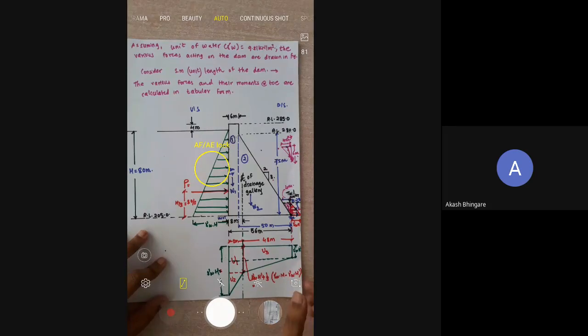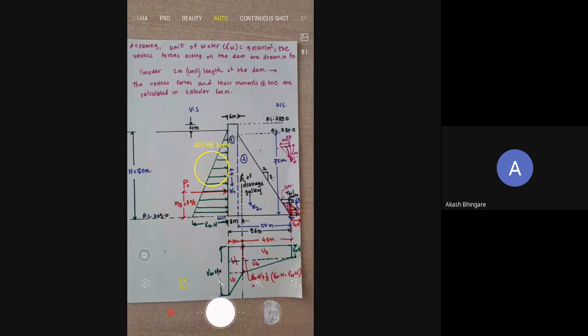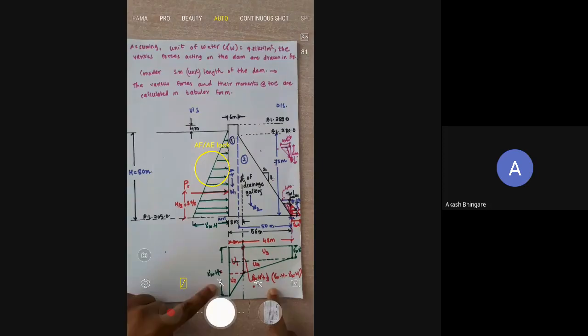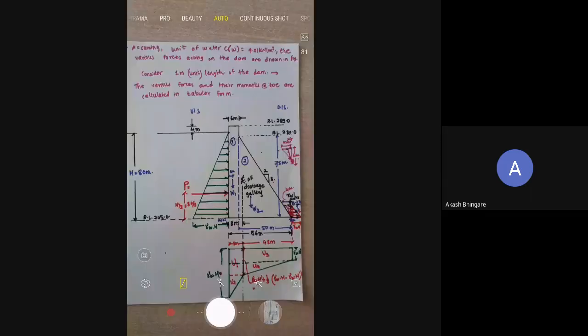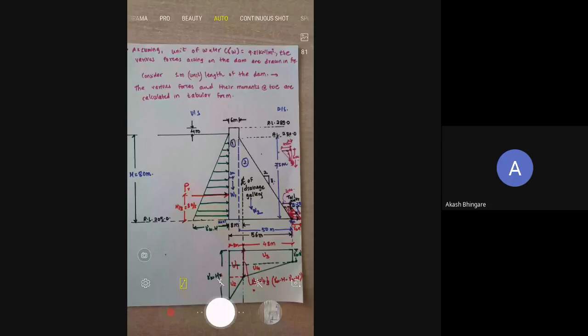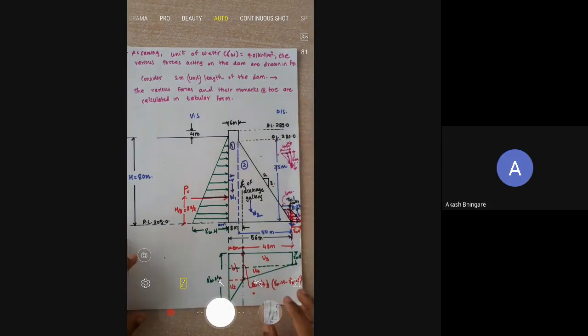Then the final one, U4. Fine. So quickly we can calculate all these forces, write all the values over here, and quickly put them in tabular form, right? So let me know once you have finished with this part and you have written all the values therein.